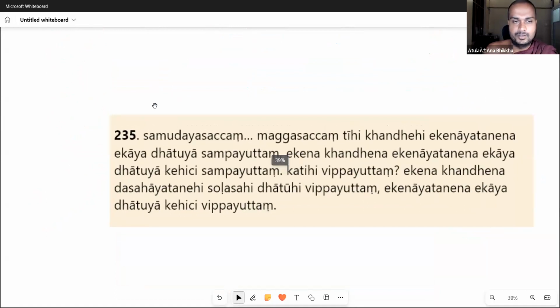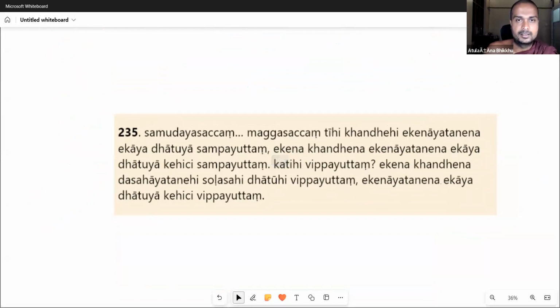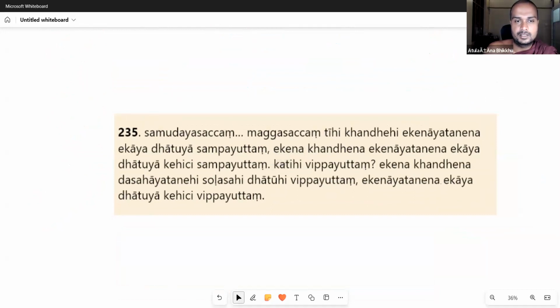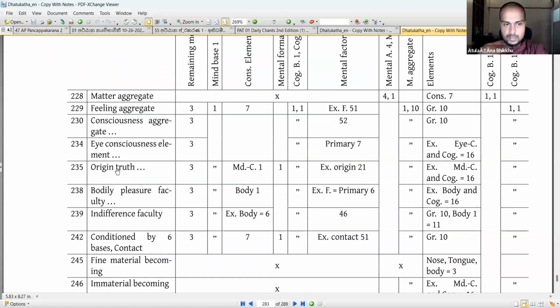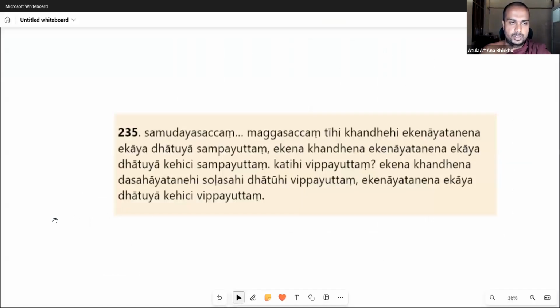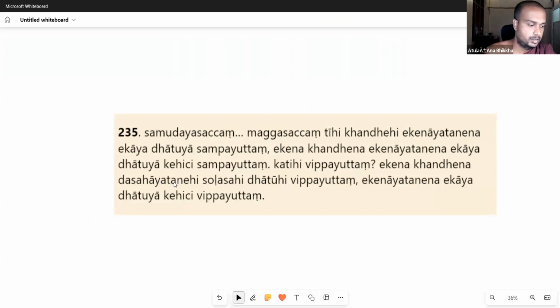Okay. So next one, we'll look at the chart. Right. So when you look at the chart, now the next example is the origin truth, which is the samudayasacca. We did an example which is quite similar to this when you were learning the partial disassociation, association and disassociation. So we'll go through this one.